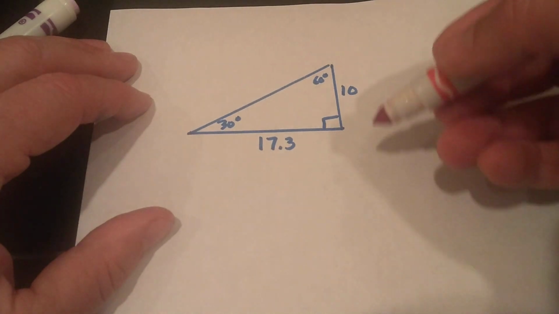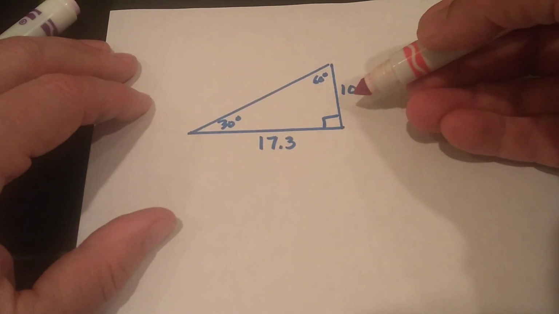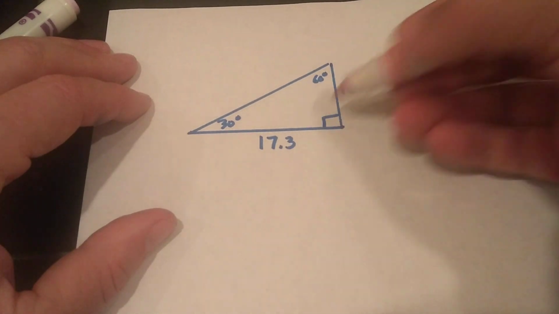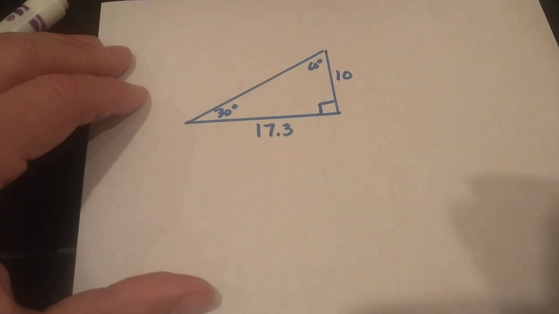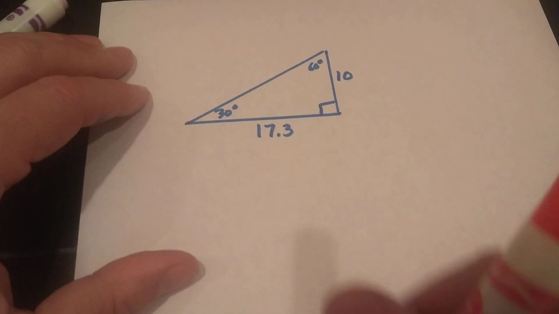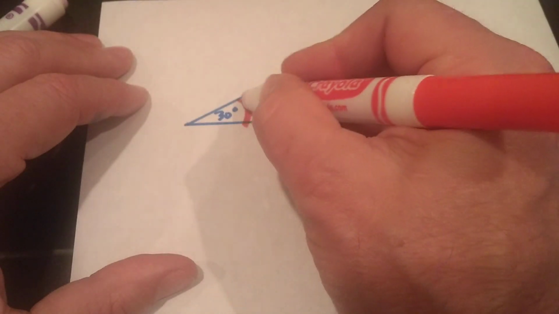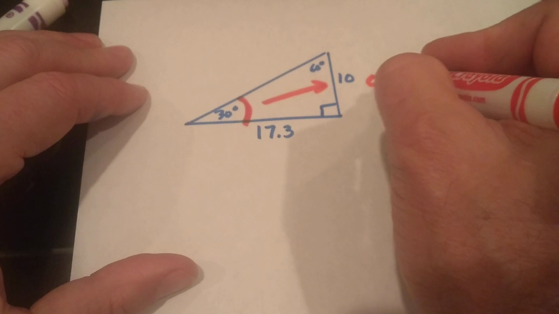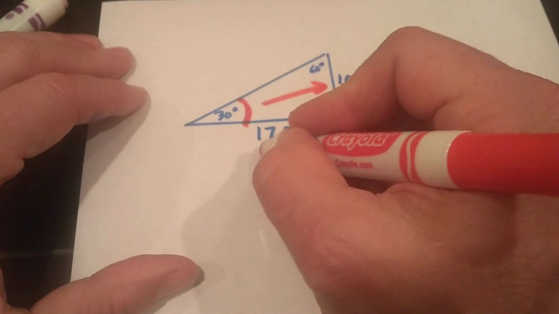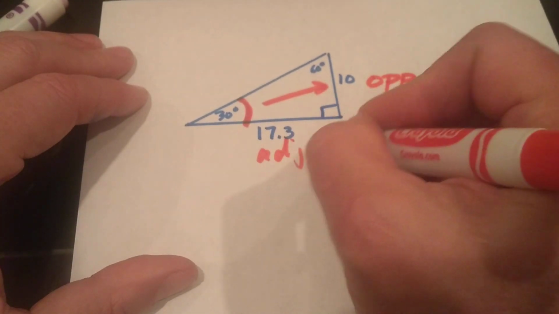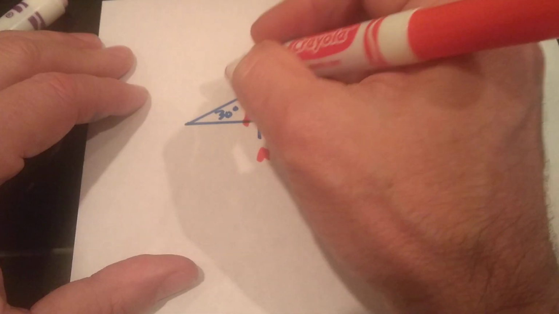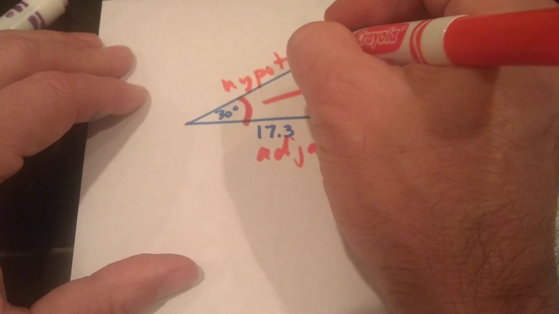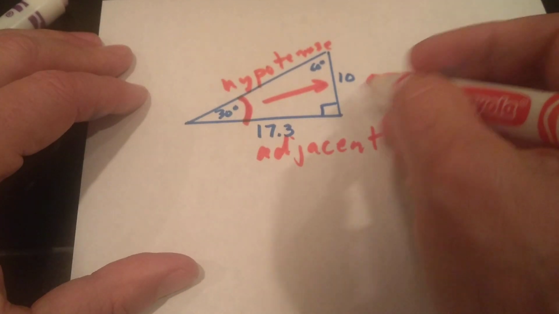Another way to do this is, any size 30, 60, 90 triangle, this relationship is going to be the same. That square root of 3 is going to be the same, but there's another way I can express that. I can express it as a ratio. If I'm looking at the 30-degree side, this side over here is opposite. This side here is what's called adjacent. And this side is always the hypotenuse. Hypotenuse never changes. Okay? So I can set up a ratio of opposite to adjacent.